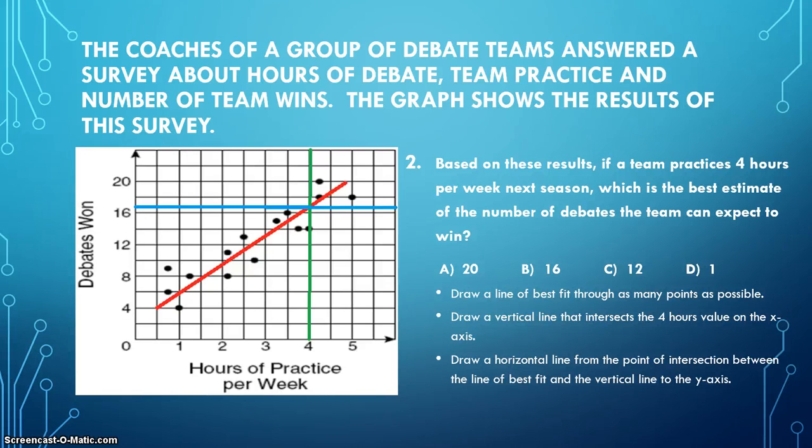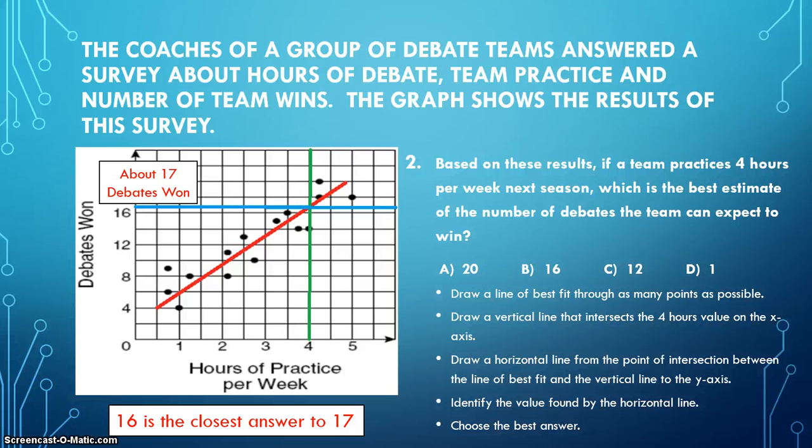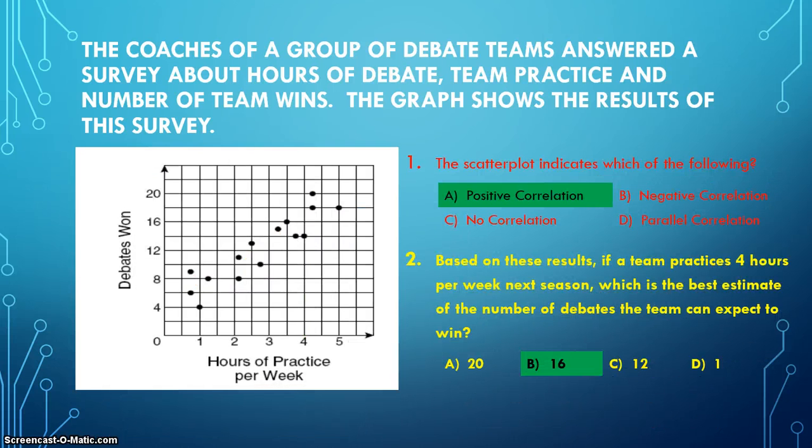Now, keep in mind this is a prediction, so it's not going to be an exact answer. So we're going to take a look at what is the closest answer in our answer choices. So identify the value found by the horizontal line. It's a little bit above 16. And so we're going to take a look at our options, and choose the best answer. The closest one is going to be 17. So, sorry, 16 is the closest to 17. So answer choice B is the closest one. So we're going to go with that. So we have our choice.